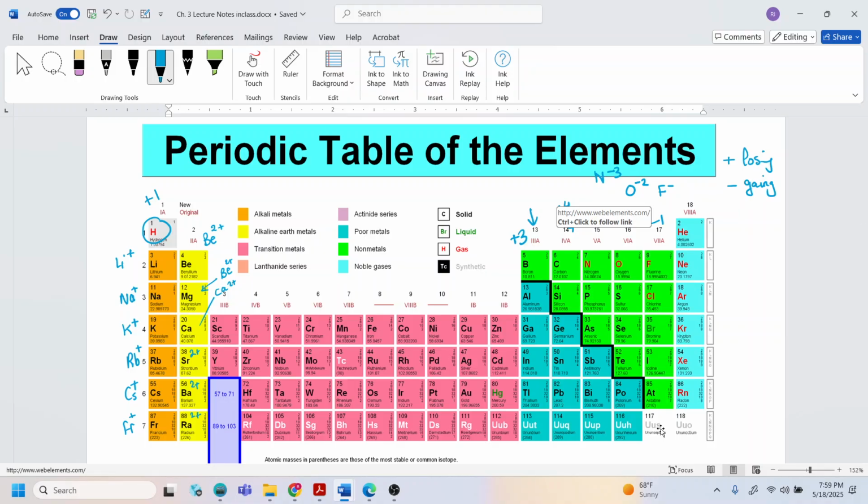If they lose or gain, they become charged, and when they become charged, we call them an ion. Whether it's a positive charge, we call these cations, or negative charge ions, we call these anions. So you have cations, you have anions. Normally, cations are for metals, anions are for nonmetals, with the exception of the carbon family. The carbon family is made up of nonmetals, metalloids and metals. But the carbon family can either lose four electrons, gain four electrons, or have a zero charge.